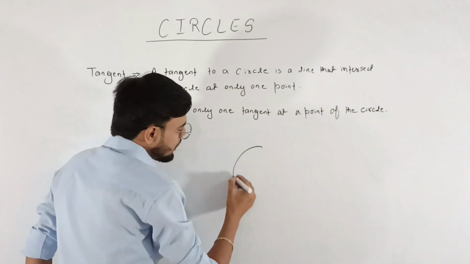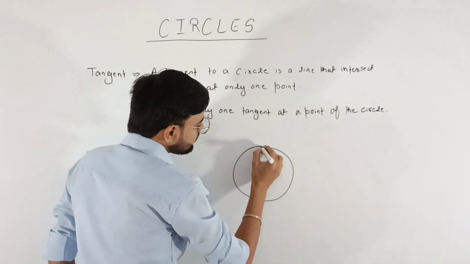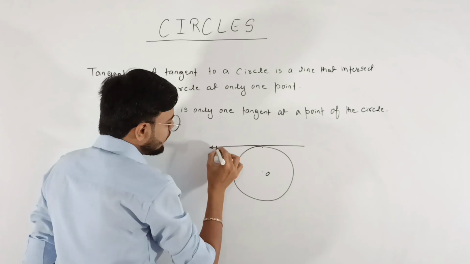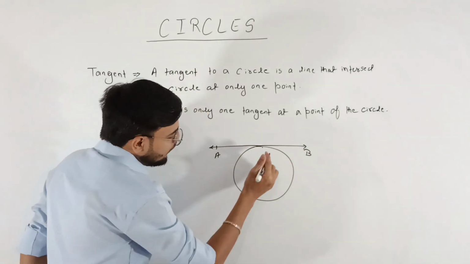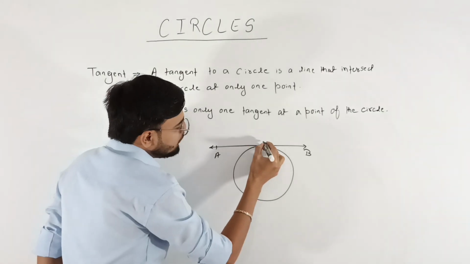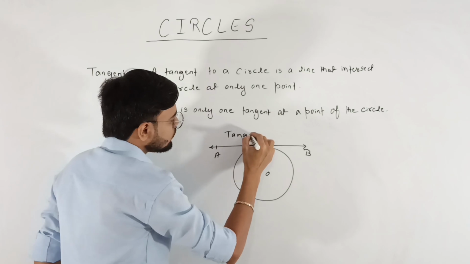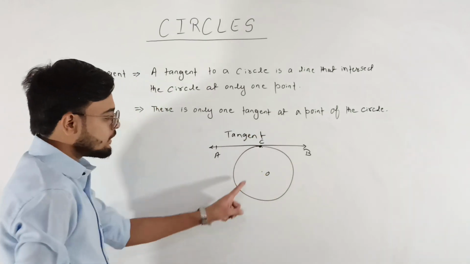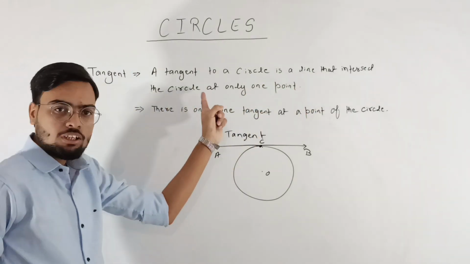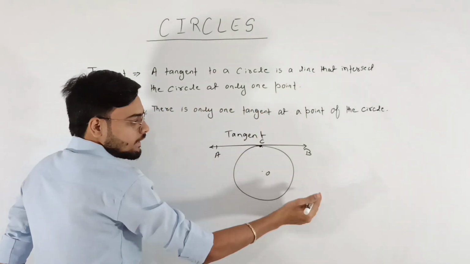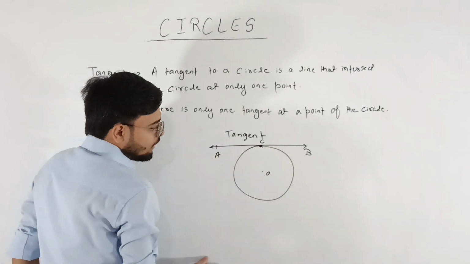Look here, suppose this is my circle with center O and one line. Suppose this is one line AB. Now see, this line AB intersects this circle at this point, and I name this point as C. Then this line AB is a tangent to the circle with center O. Tangent is a line which intersects the circle at only one point. So look here, this line AB intersects this circle at this one point. So this line AB is a tangent to this circle.